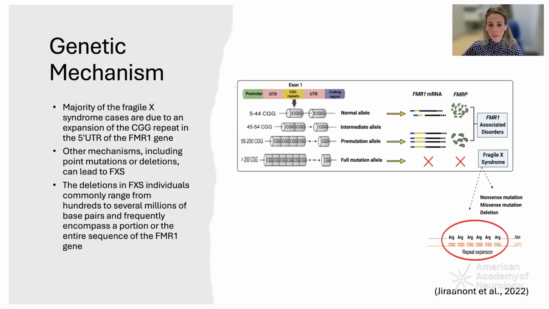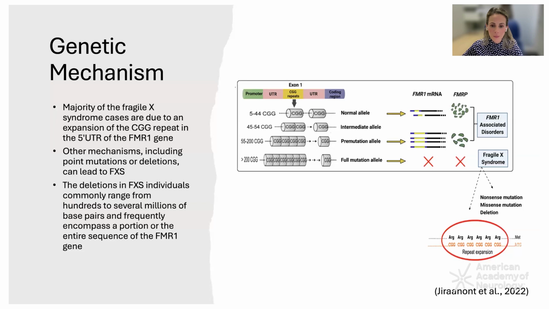Fragile X syndrome is an X-linked repeat expansion disorder causing loss of function of the FMR1 gene. The schematic here illustrates the main molecular mechanism leading to Fragile X syndrome and FMR1 associated disorders. Fragile X syndrome is the most prevailing cause of X-linked inherited intellectual disability and autism spectrum disorder. It's caused by CGG trinucleotide repeat expansion within the 5' UTR region of the FMR1 gene located on the X chromosome.